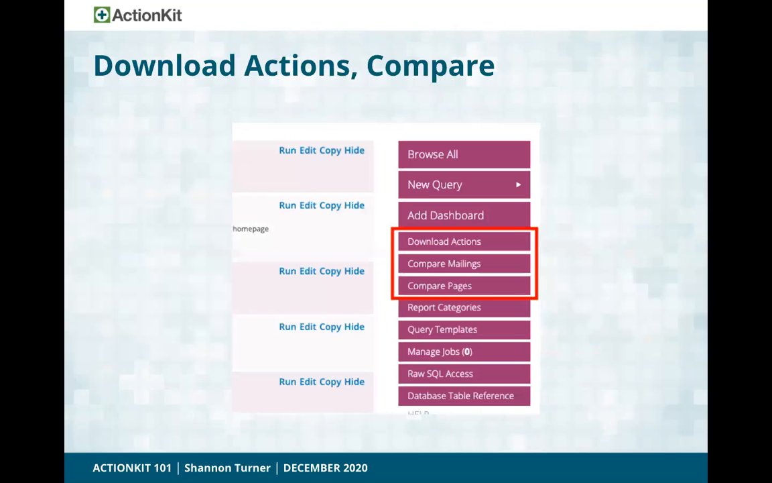So let's go back to the Reports tab and take a look at some more built-in reports. Highlighted here are 3 reports that are really useful. So let's take a closer look at each of these. We're going to start with Download Actions, move on to Compare Mailings, and then Compare Pages.